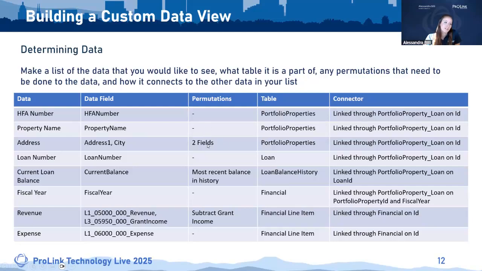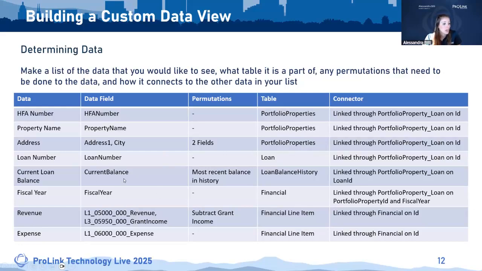So I put that under my permutations that I need to do. In some situations, it may be helpful to concatenate these 2 into 1 field. So that's something you could do here as well. And we found this on the portfolio properties table. Then we have the loan number, that's just a straight field as it is, and the loan.